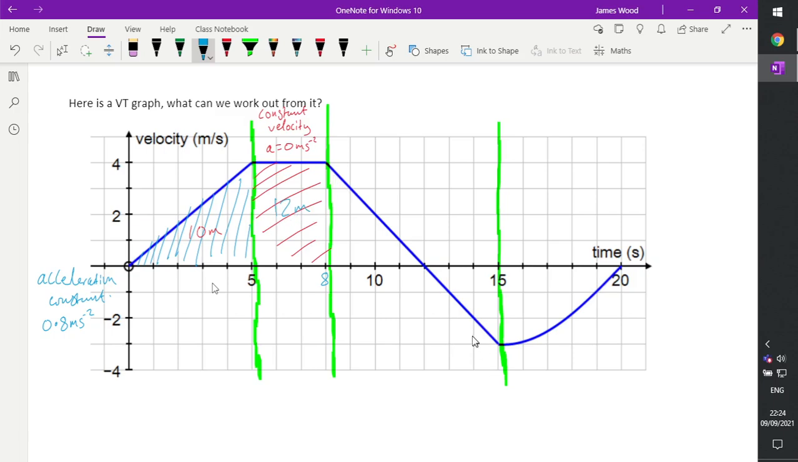This next section, this is interesting. I want to look at the whole section, and it goes through 0 meters per second, because remember this is velocity. So the first thing to observe is it's going downwards. So we've got a negative gradient in here. If we've got a negative gradient, that means we've got a negative acceleration, so it must be slowing down. We could call that decelerating.